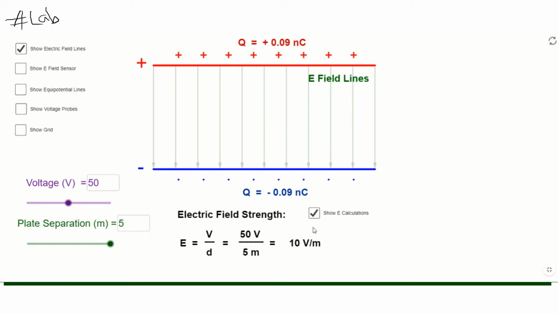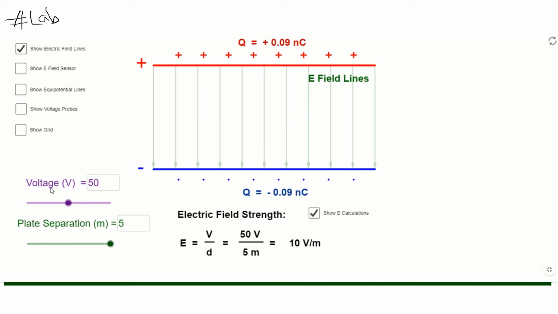Okay, first thing, remember I mentioned electric field strength is the same everywhere. Well, let's check that and see. Here I got an E field sensor on the left, so I'm going to enable that. And I can check everywhere. It's 10 volts per meter, like what we calculated down here. Okay, so electric field strength is the same everywhere you go. That also means the force acting on a particle will be the same everywhere inside this electric field. Okay, so I don't need another sensor.